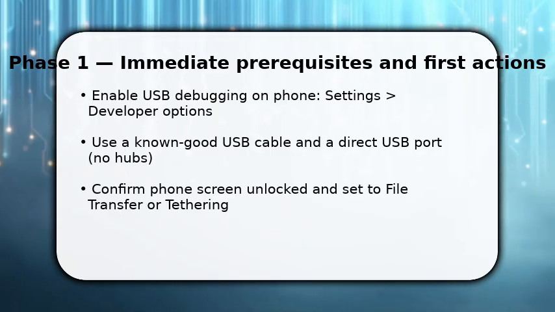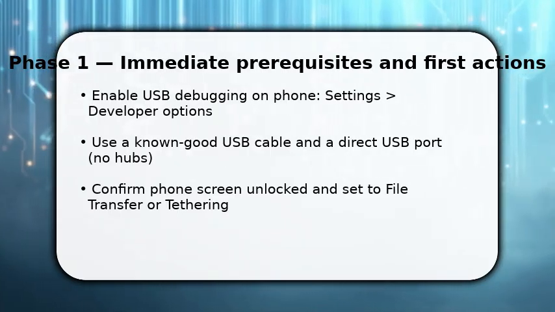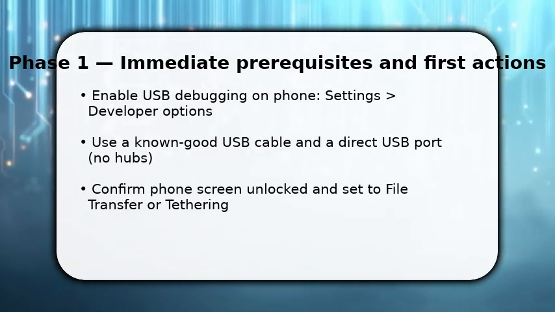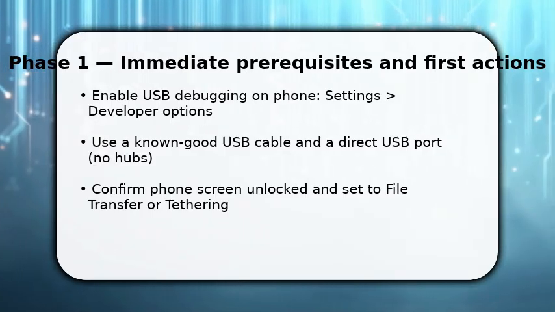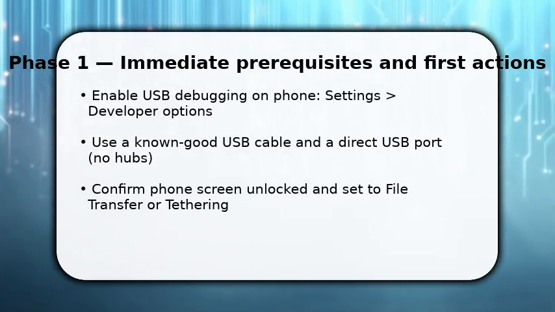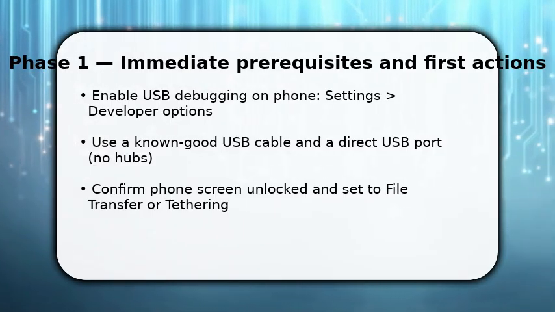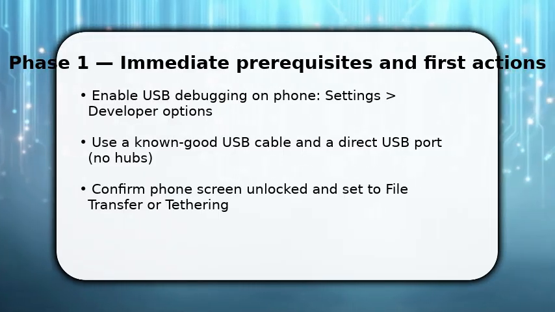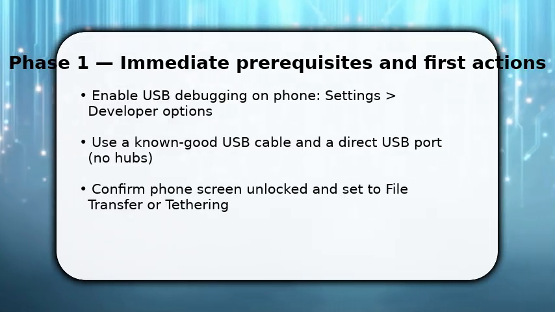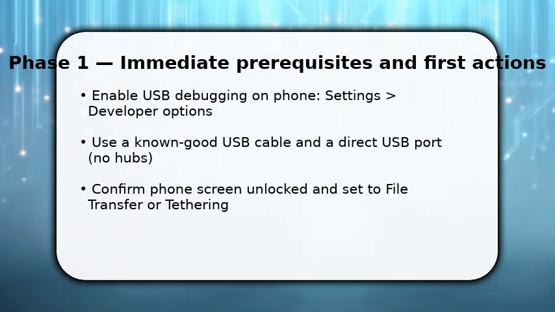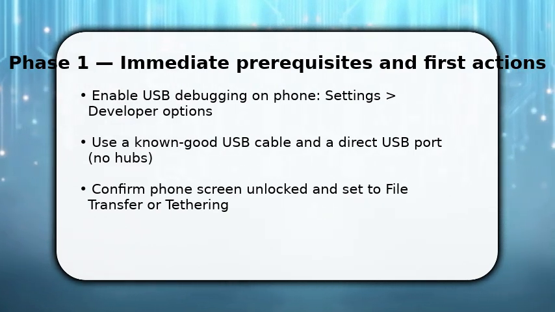Plug a known good cable into a direct computer USB port, not a hub, because hubs can block power or data. Once done, unlock the phone and accept any permission prompts. If a dialog asks to trust the computer, tap Allow. These steps remove most basic handshake failures and prepare you for driver and settings checks.